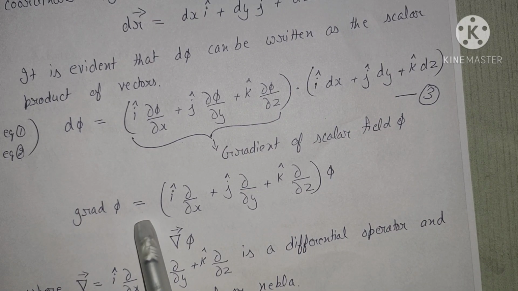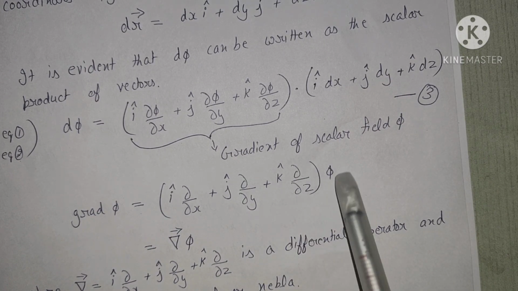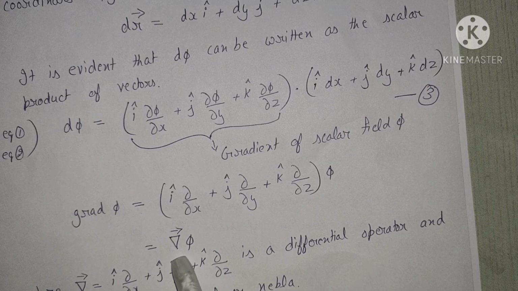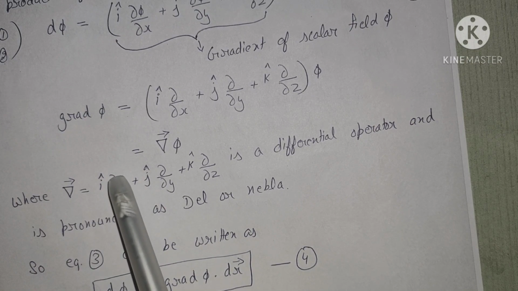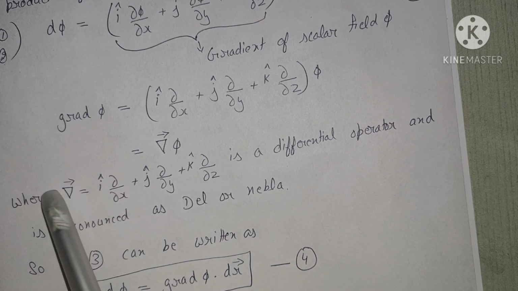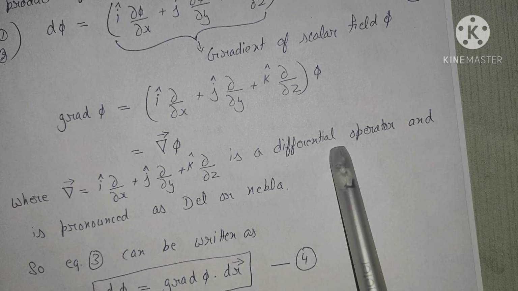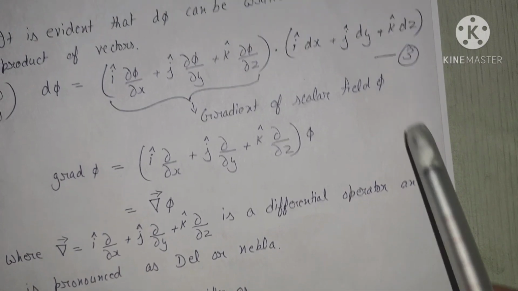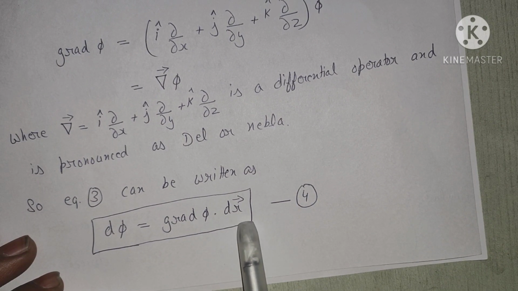So gradient phi equals (i cap ∂/∂x plus j cap ∂/∂y plus k cap ∂/∂z) phi, and this can be written with the del operator or nabla operator, where del equals i cap ∂/∂x plus j cap ∂/∂y plus k cap ∂/∂z. Whether we put a vector sign over del or not, it is obvious, because it is a vector quantity. It is a differential operator and it is pronounced as del operator or nabla operator. Equation 3 can be written as d phi equals gradient of phi dot dr vector.